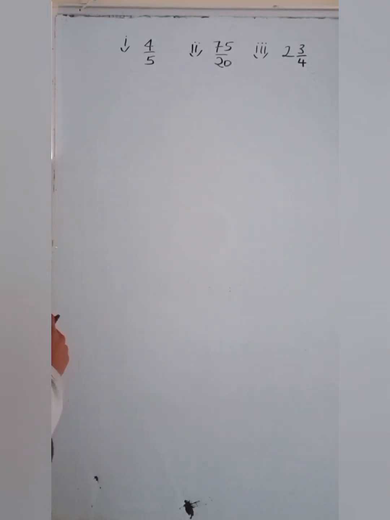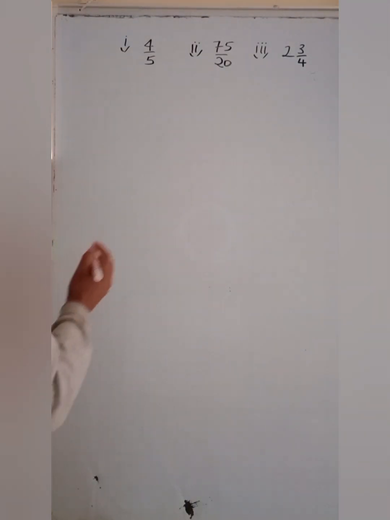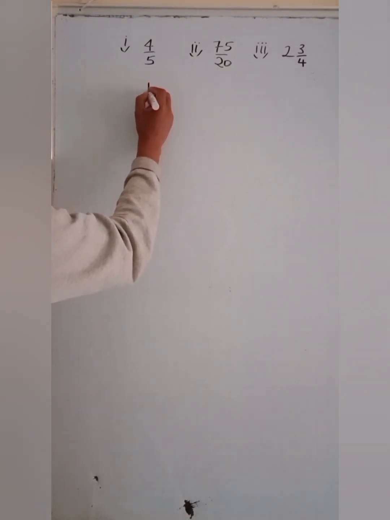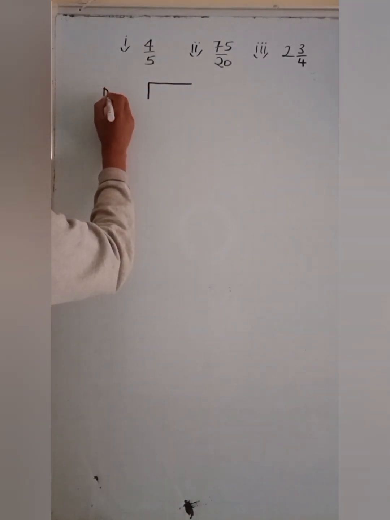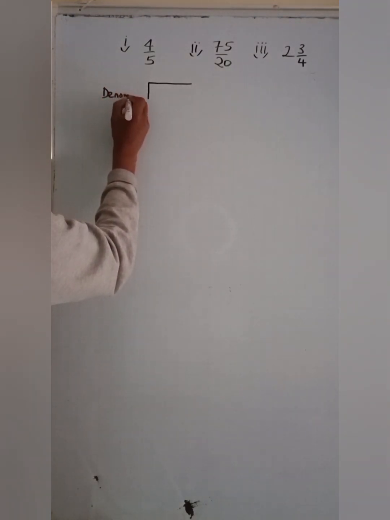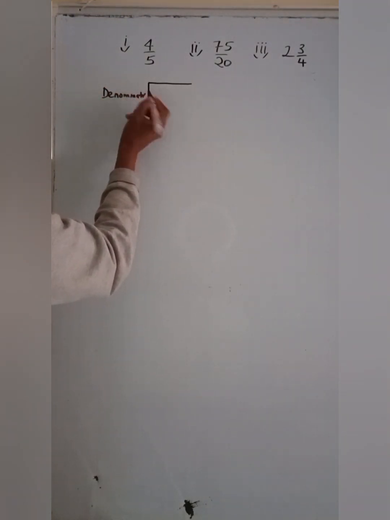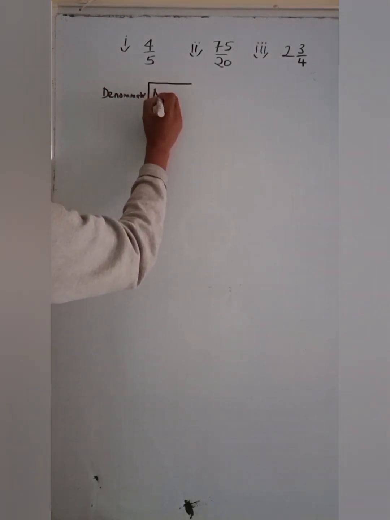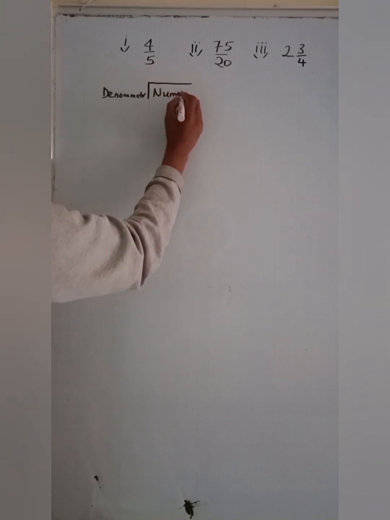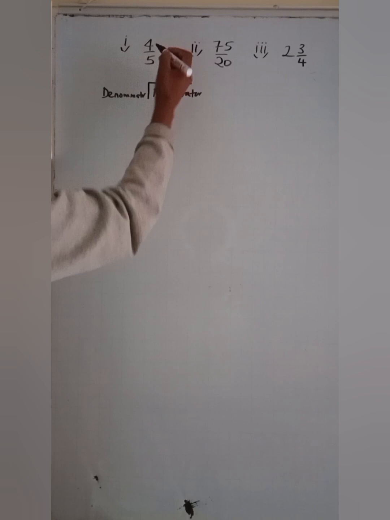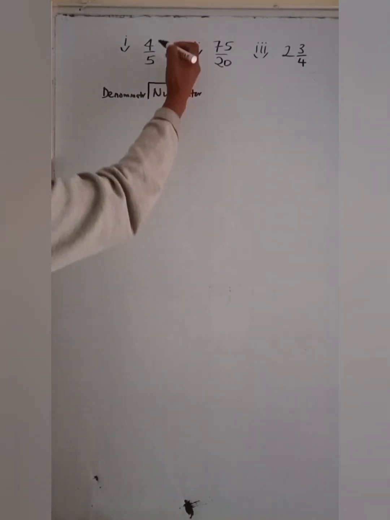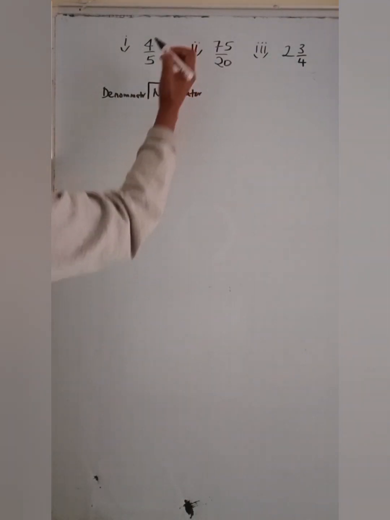We are supposed to write the following fractions as decimals. Now the rule is simple. Take this symbol here, then we need to have the denominator outside, and then the numerator inside. Now considering the first fraction we have here, this is the numerator, this is the denominator.